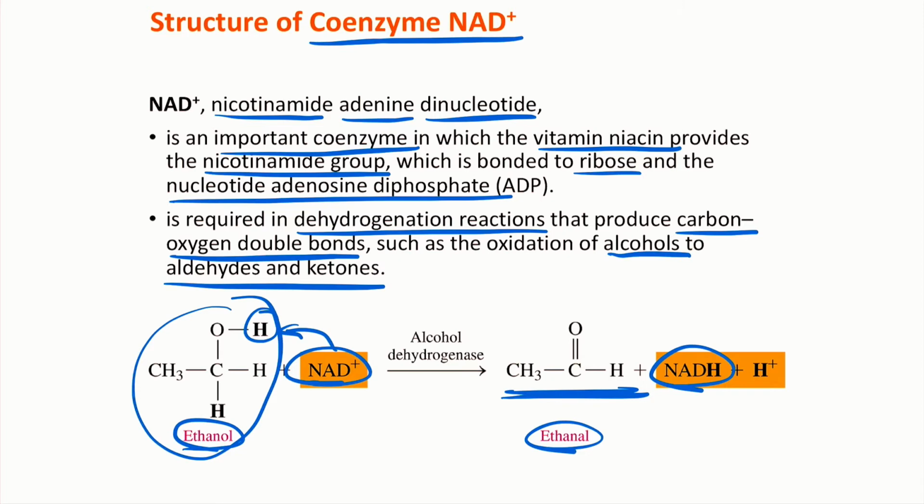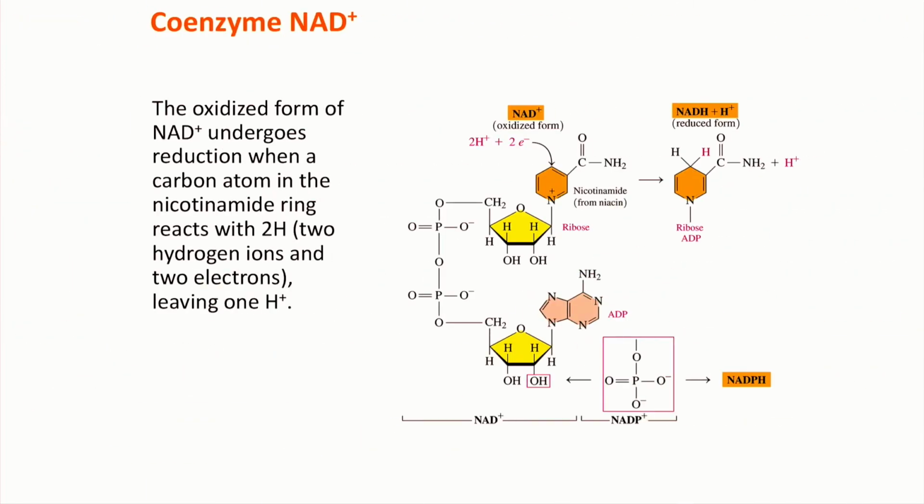The enzyme used in this process is alcohol dehydrogenase. So remember that dehydrogenation basically means that we are removing hydrogen, and here you're doing that for an alcohol. So the enzyme is alcohol dehydrogenase.